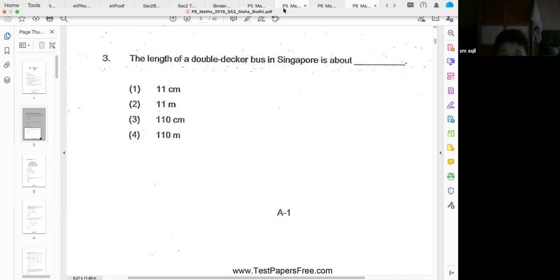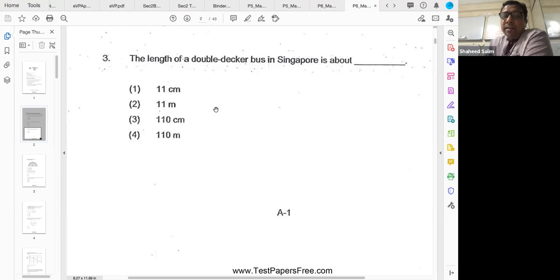100 meters. 110 cm is 110 cm. How many meters is 1.1? How do I know? 110 divided by 100. So when you divide by 100, you must shift 2 decimal places. 1, 2, put a dot here.